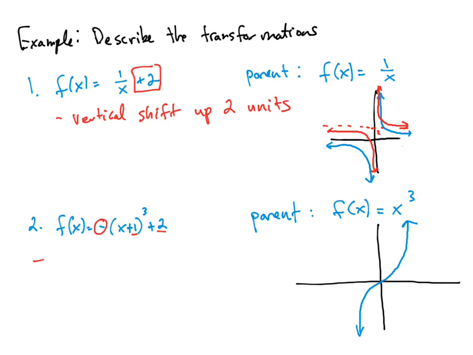So the 1, that's going to be left 1 unit. The negative symbol is going to be a reflection. That's outside the function, so it's a vertical reflection, so it's a reflection across or about the x-axis. And then the 2 in the back is going to be up 2 units.